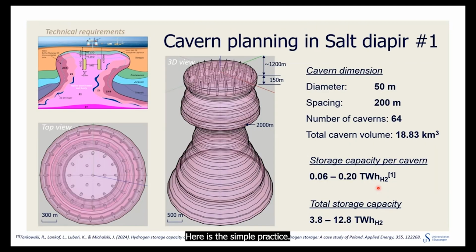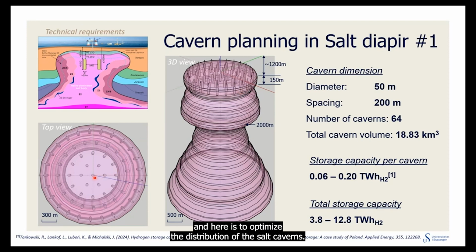Here is a simple practice. If we plan salt caverns within this salt dipole number 1, here is one of the suggestions. We can plan these salt caverns in this upper part. This part is about 1.2 kilometers from the seabed, and the height of each cavern is 150 meters. The diameter of the cavern is 50 meters.